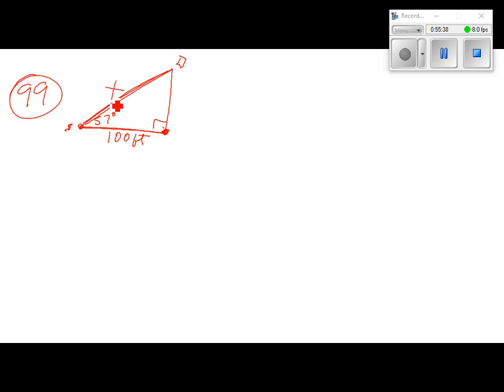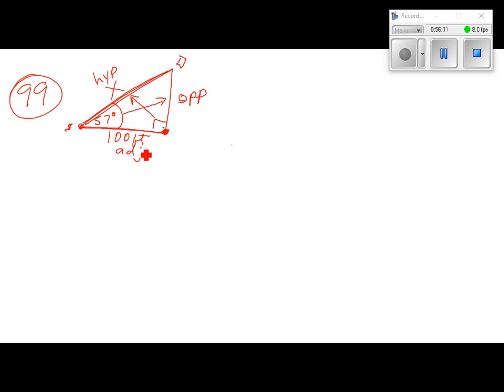Can we use Pythagorean theorem on this? No, we're missing a side. We need to know two sides to find the third side. So what do we have to use? SOHCAHTOA. First thing we do, pick our angle. Which angle are we going to pick? 57. Label the triangle. What's that side get labeled? Opposite. What's that side across from the right angle get labeled? Hypotenuse. What's this side get labeled? Adjacent.